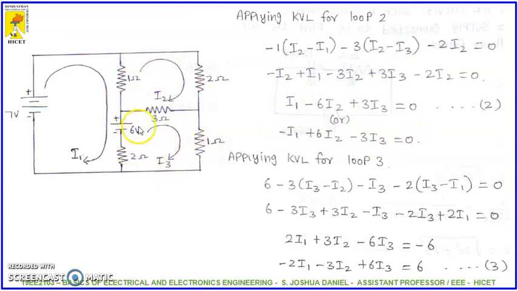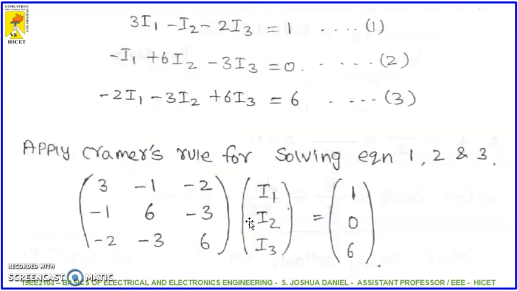Similarly, applying KVL for the third loop, right? So 6 volt. Then in this 3 ohm resistor, you have I3 minus I2 into 3, then I3 into 1. Then here in this 2 ohm resistor, we have two currents. So I3 minus I1 into 2. And finally, we solve that and we have three equations here, right?